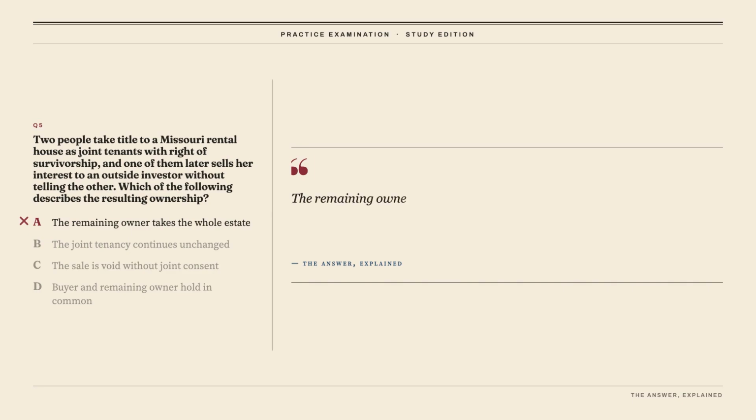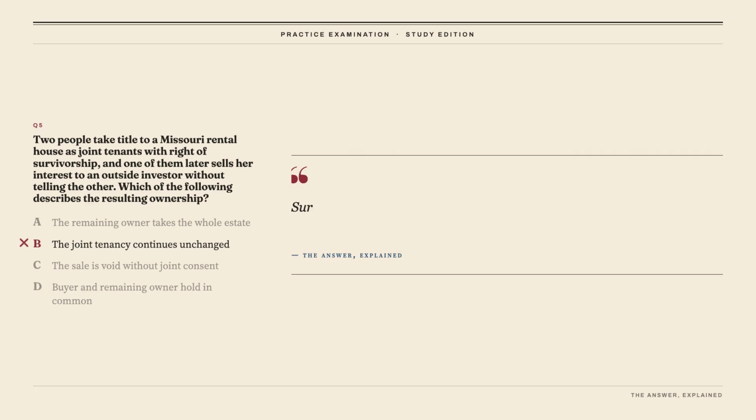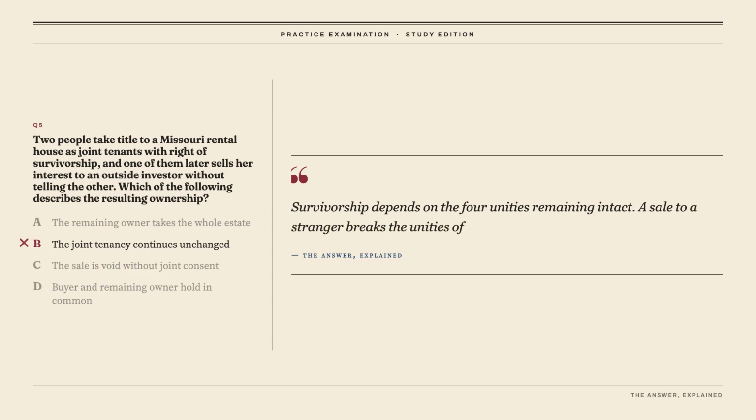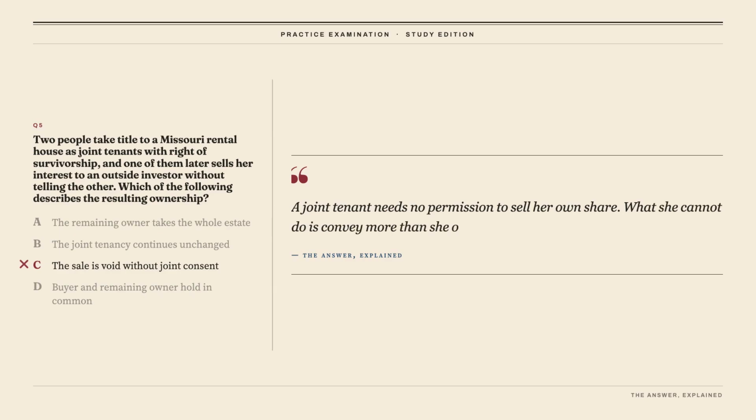A is wrong because the remaining owner takes the whole, only if the co-owner dies while the joint tenancy stands. A lifetime sale removes that share from the survivorship arrangement. B is wrong because survivorship depends on the 4 unities remaining intact. A sale to a stranger breaks the unities of time and title as to the transferred interest. C is wrong because a joint tenant needs no permission to sell her own share. What she cannot do is convey more than she owns or defeat the other owner's interest.